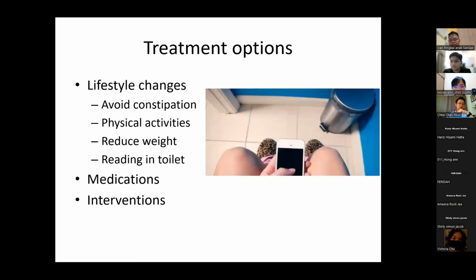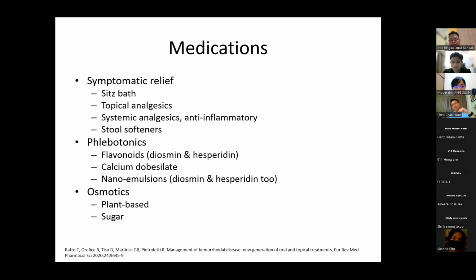Okay. So what about medications? Again, we have simple medications for symptomatic relief. Sometimes hemorrhoids can present with quite severe pain, or they can be quite itchy. Symptomatic relief is usually simple home remedies, things like a sitz bath. Sitz bath simply means salt water. So we advise the patient to squat or sit inside a basin full of salt water for a few minutes. That will relieve pain and also itchiness.